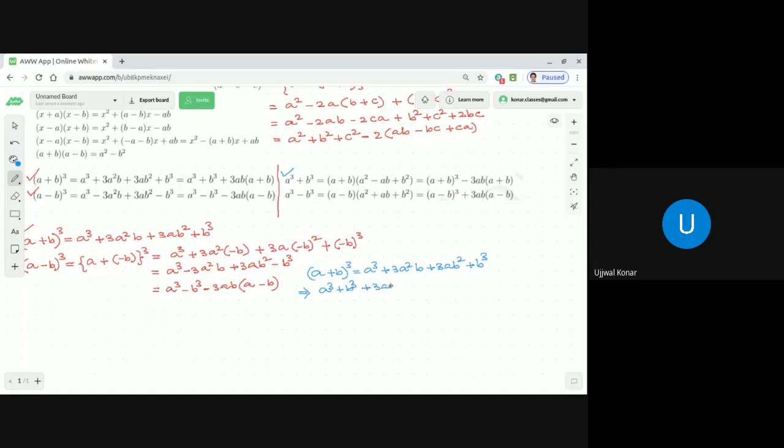So this implies we can write a cube plus b cube plus 3a square b plus 3ab square is equal to (a + b) whole cube. Correct, na? So from here what can we write? We can write a cube plus b cube is equal to (a + b) whole cube minus 3a square b minus 3ab square.